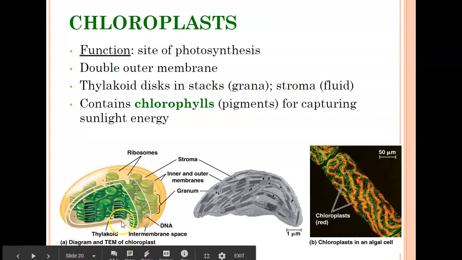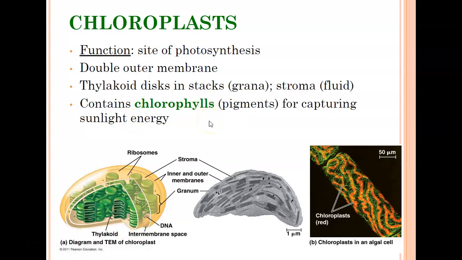But the key part here is inside those chloroplasts live the chlorophyll. And chlorophyll is one example, but there are yellow pigments called xanthophylls and orange pigments called carotenoids. We say chlorophyll just because most plants are green, but that's where the pigments live. And the pigments are responsible for capturing sunlight. And that's what fuels the whole process of photosynthesis.